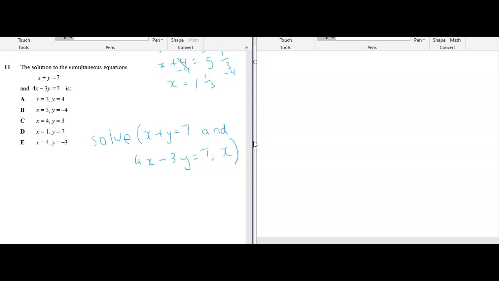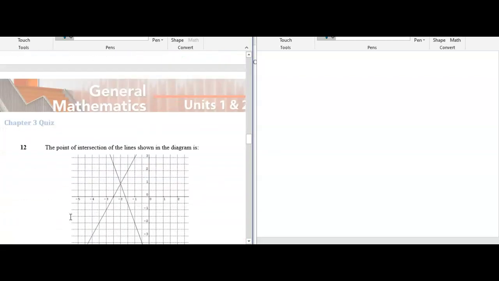Okay, so I'm just going to pause so I can get the answer. Okay, so when you do that on your calculator, and assuming that I've typed it in correctly, you get x equals 4 and y equals 3. So just make sure you select the right ones because they do have to be in that order. So x equals 4, y equals 3 is not the same as x equals 3, y equals 4. Okay, so let's scroll. Keep scrolling.